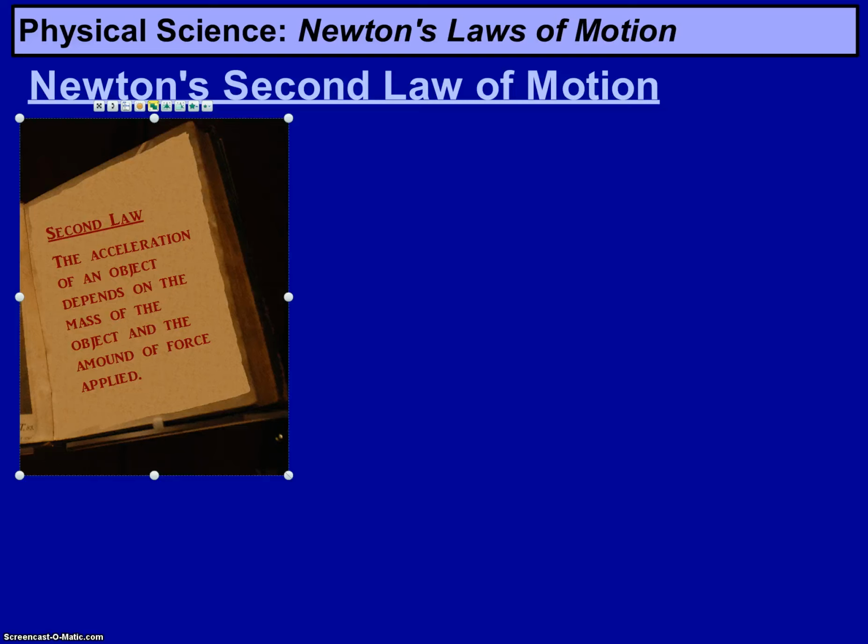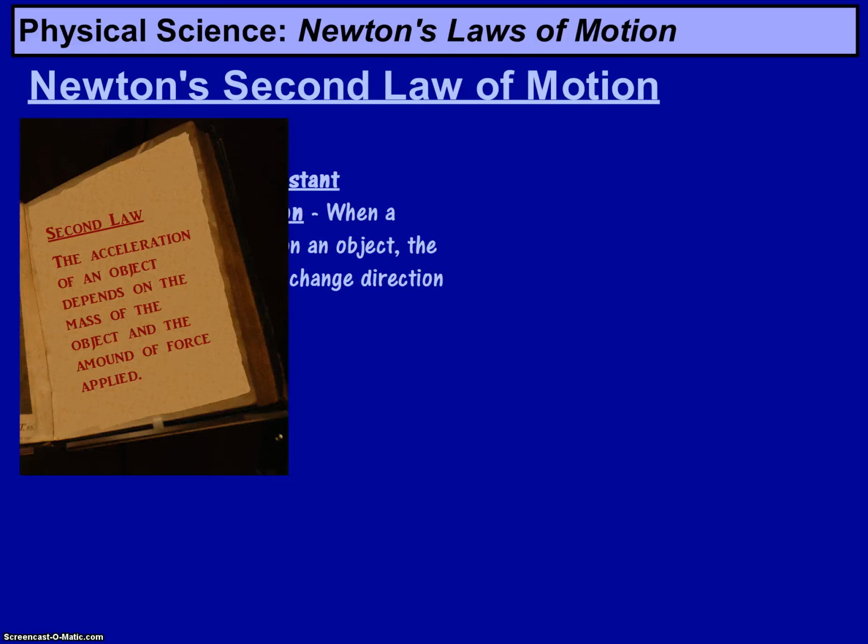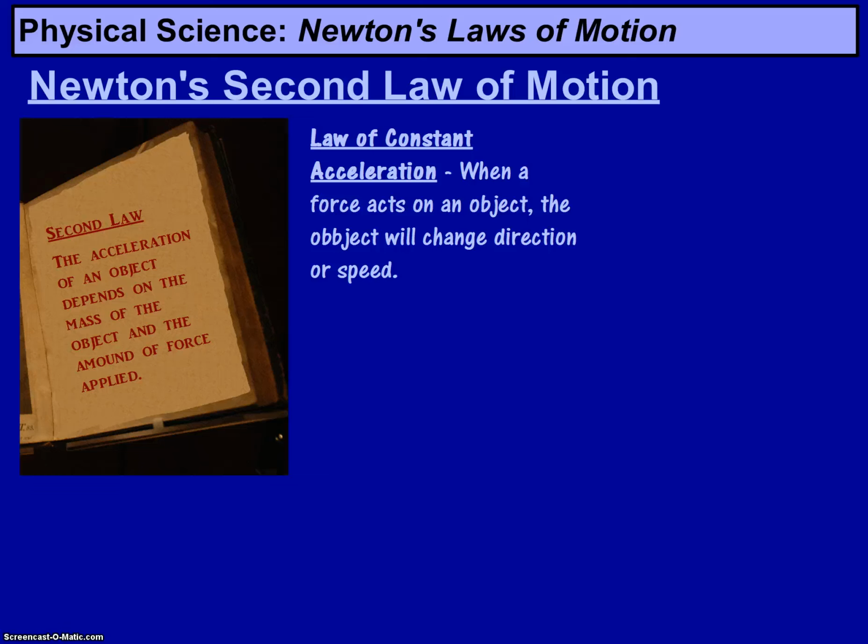I'm sorry, that should have been A-M-O-U-N-T. If any of my students are watching the video right now, that is a really good quiz question. Which word did Mr. Groven spell wrong? Okay, so let's take a look at restating that law, also known as the law of constant acceleration. When a force acts on an object, the object will change direction or speed. Sorry, there's two words misspelled. That's amount and object. I'm fairly certain there are not two B's in there.